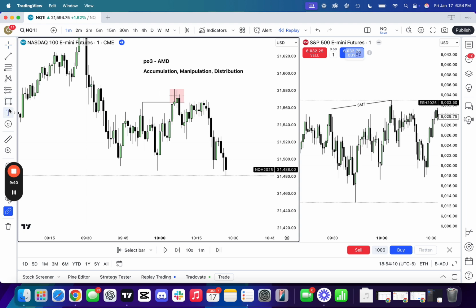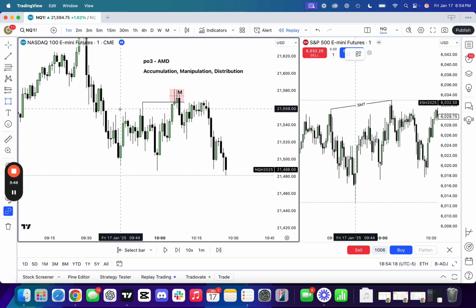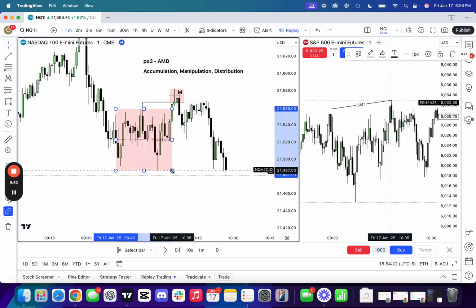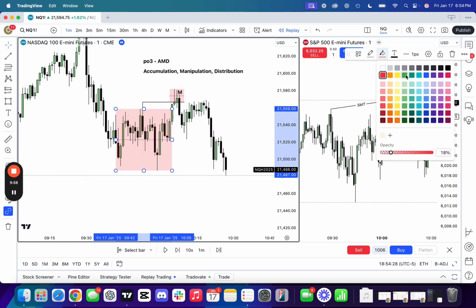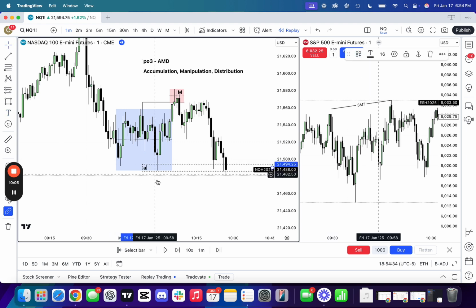This is our manipulation right here. Where's our accumulation? Right here. Look at price accumulating. There is no movement here. It's just back and forth and back and forth and back and forth. So this is our accumulation. Mark that out as A.